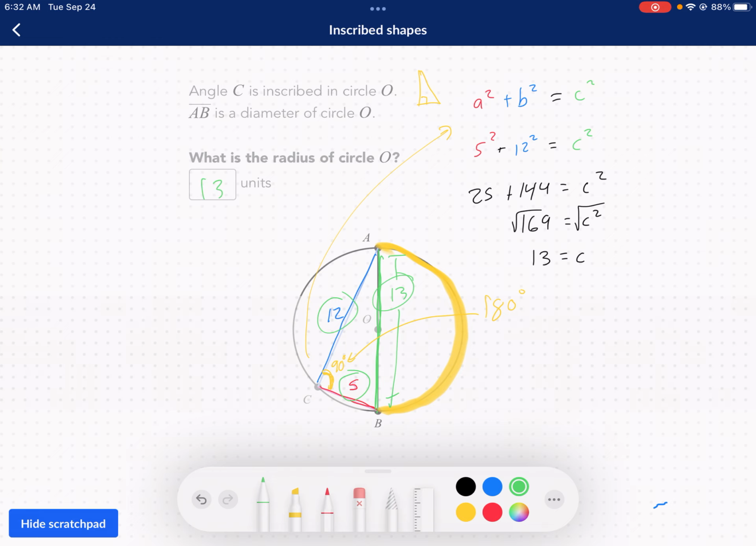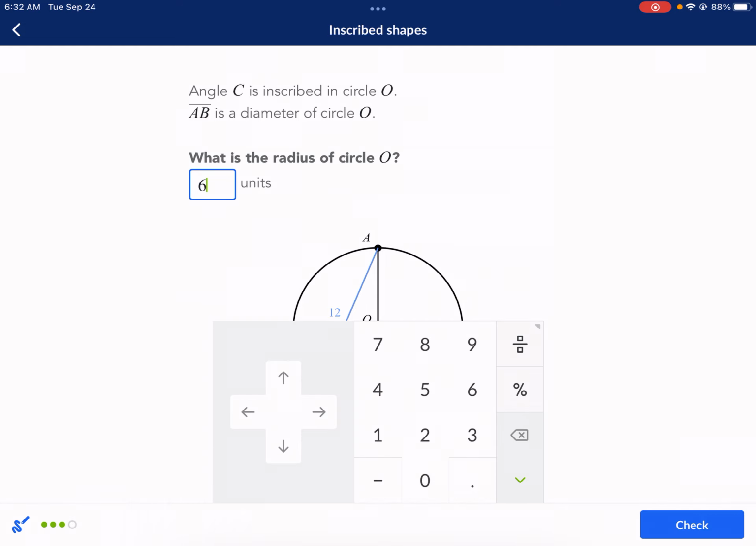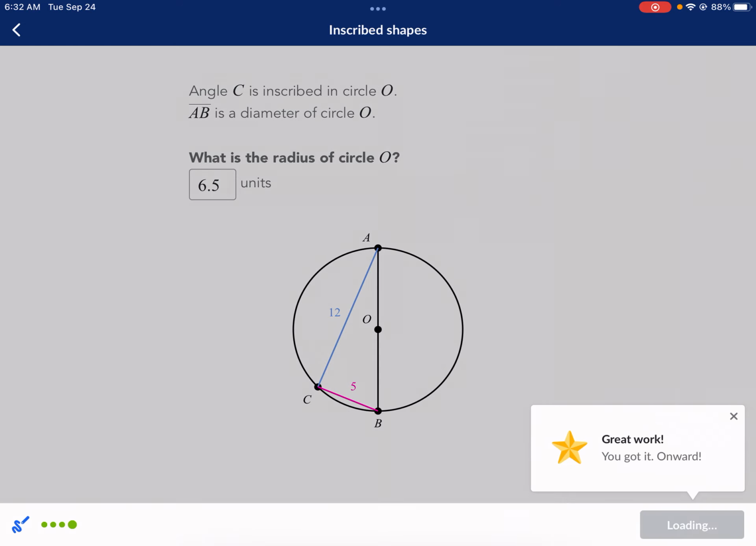Don't type in 13. It's not asking for the diameter. It's asking for the radius. The radius is half that distance. So I need to do 13 divided by 2. What does it give me? 6.5. And 6.5 is my radius of the circle. Okay? So just be careful with this. I mean, these are just little wrinkles. I love geometry, but it's trying to get you at every corner. So 6.5 is my units for my radius of the circle. And bada bing, bada boom, we are done.